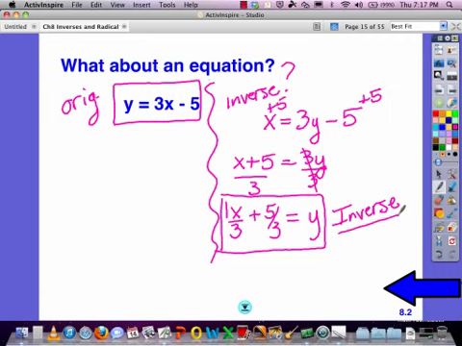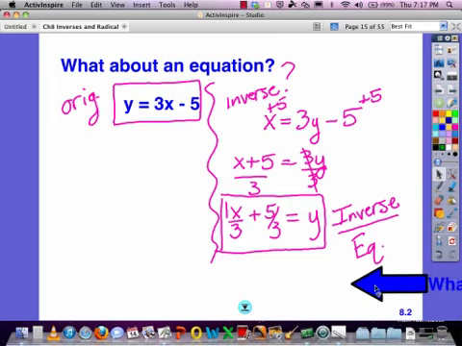That's the inverse equation. Remember, just flipping x and y wasn't good enough. Okay? You had to, from there, rewrite it and get y by itself. That's the key piece for writing an inverse of an equation.